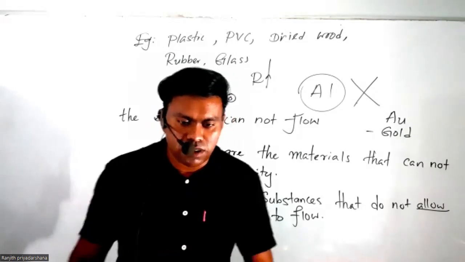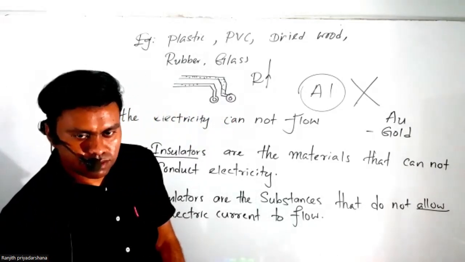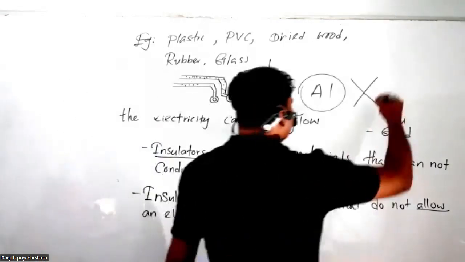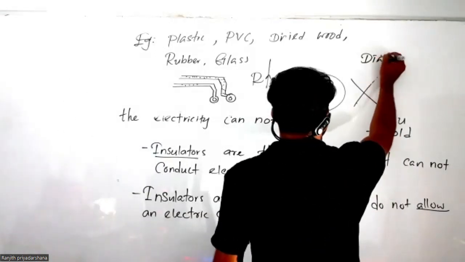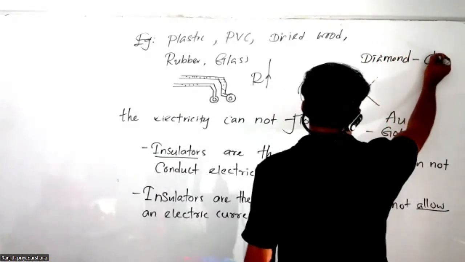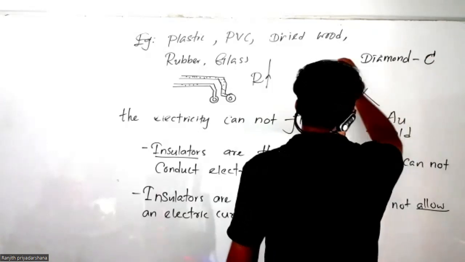Sir, are diamonds conductors? Diamond is carbon. Good question. You know diamonds. Diamond is made of carbon.